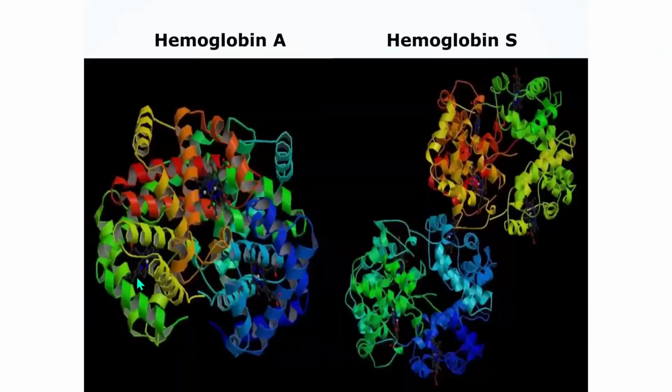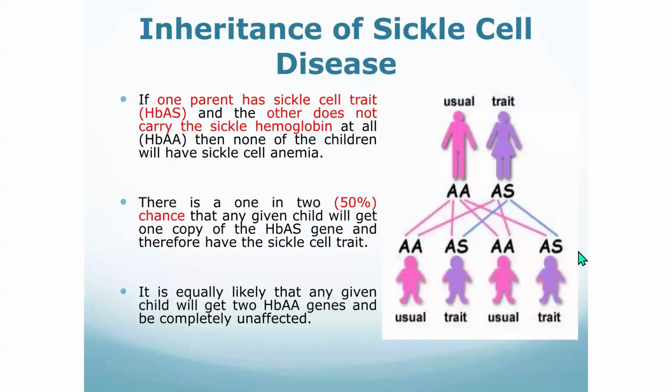So this is the normal hemoglobin A, and then this is a sickle cell hemoglobin. Look at it. Normal hemoglobin and sickle cell hemoglobin are not the same in terms of structure. And all this is because of the replacement of glutamic acid with valine.